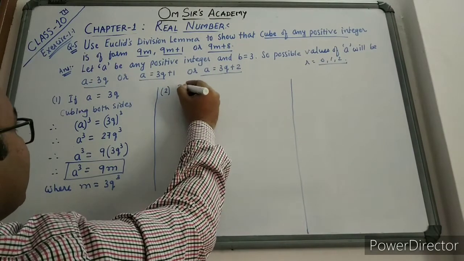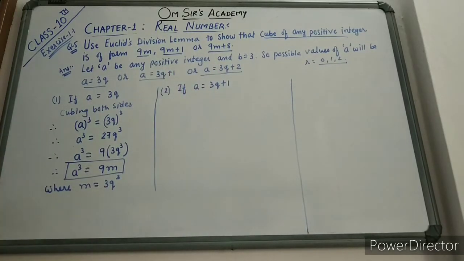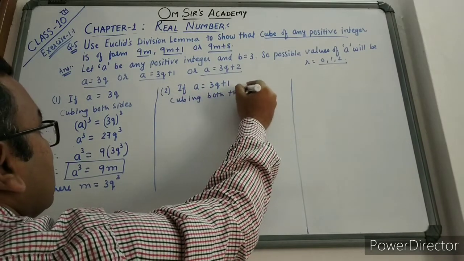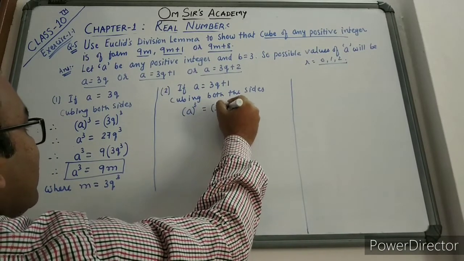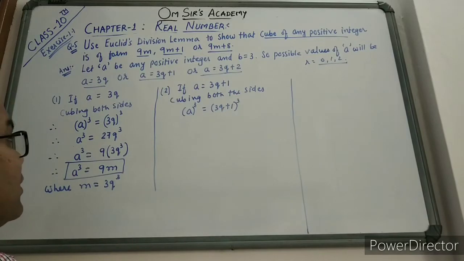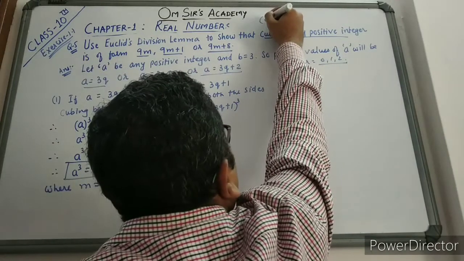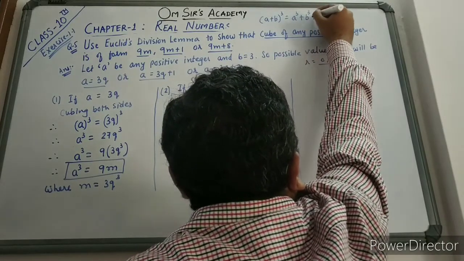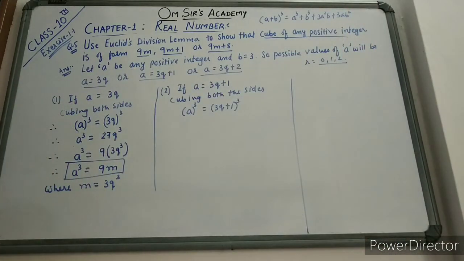Now let us take the second part. Second part is: if a is equal to 3q plus 1, this is the second integer we take. Is it clear? So in this case, if I cube both sides, what will I get? A the whole cube is equal to 3q plus 1 the whole cube. Is it clear, friends? In the previous sum, which identity did we use? a plus b the whole square. Here we will use a plus b the whole cube, that is a cube plus b cube plus 3a square b plus 3ab square. This identity we will be using here.